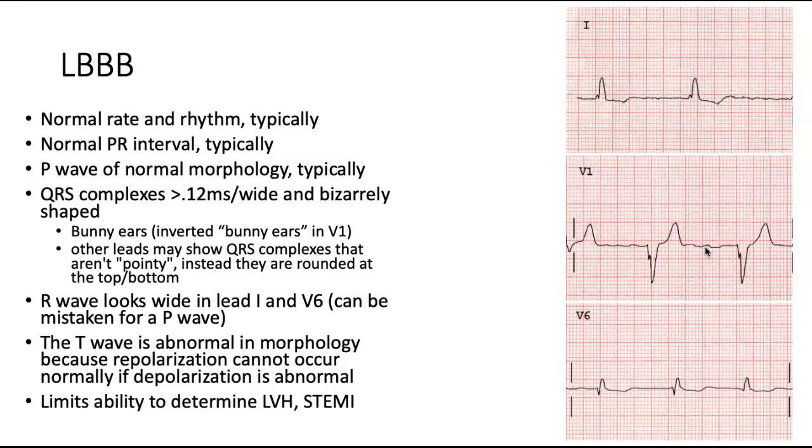The T wave is abnormal as well in morphology because repolarization cannot occur normally if depolarization is abnormal. So remember, the QRS-T complex represents ventricular depolarization and repolarization. And so the T waves will often look abnormal in these blocks as well. Left bundle branch blocks limit your ability to determine left ventricular hypertrophy as well as an ST segment elevation myocardial infarction, or a heart attack.